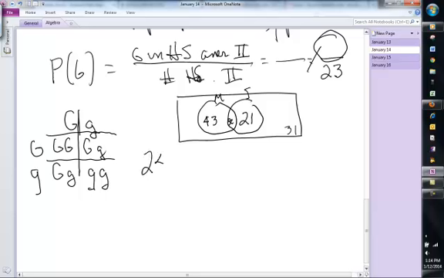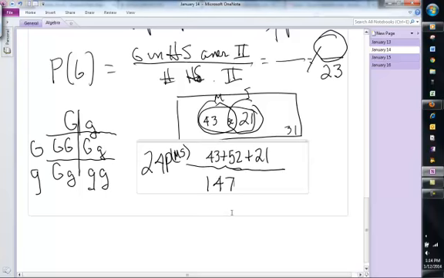So number 24, they want the number of students taking math or science or both. So it would be these three numbers added together. The probability of MS, math or science or both, is 43 plus 52 plus 21 divided by however many students there are in the class, and it tells us there's 147. So we're going to do something similar to that in our work for today, or for tomorrow.